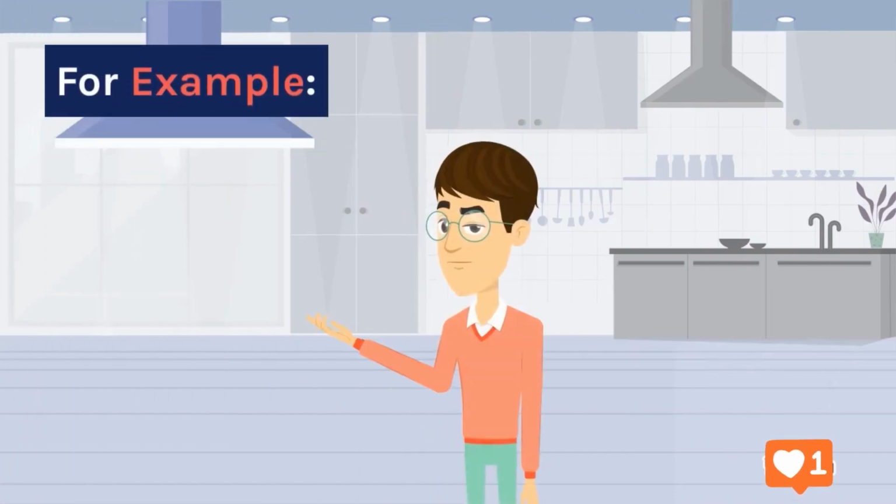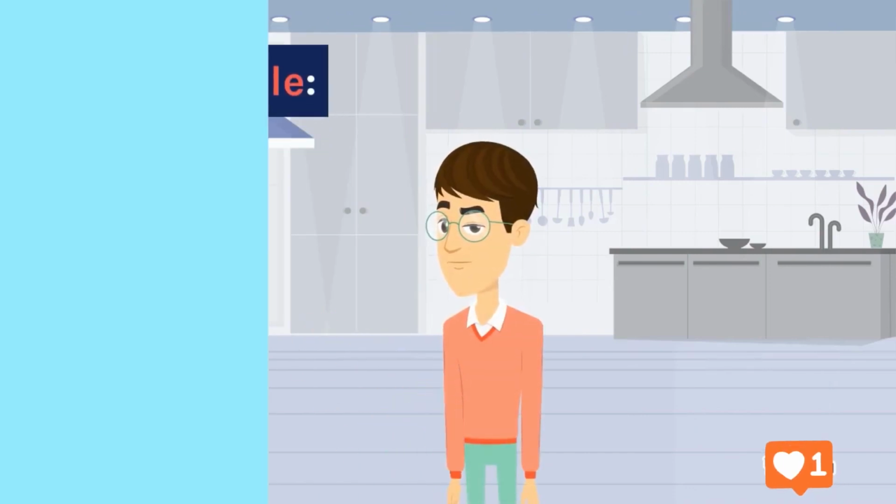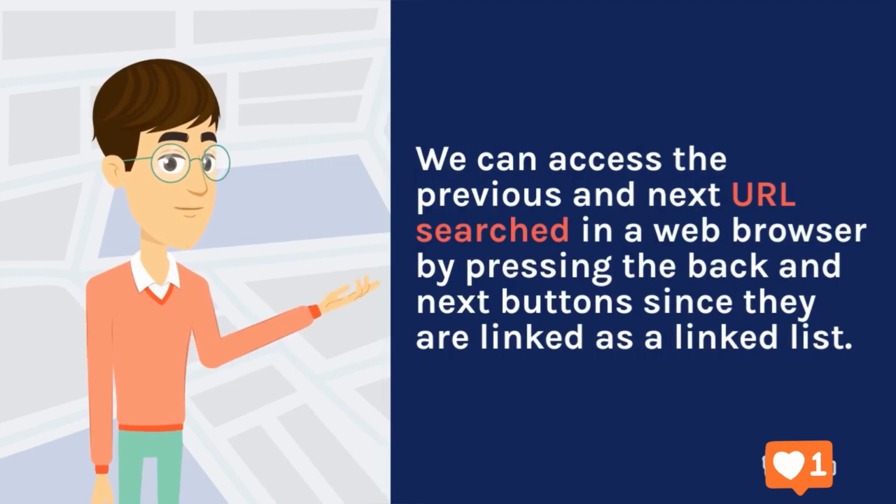For example, we can access the previous and next URL searched in a web browser by pressing the back and next buttons since they are linked as a linked list.